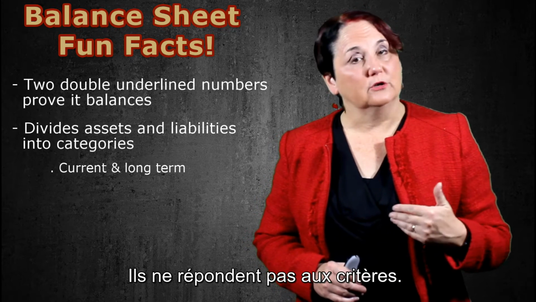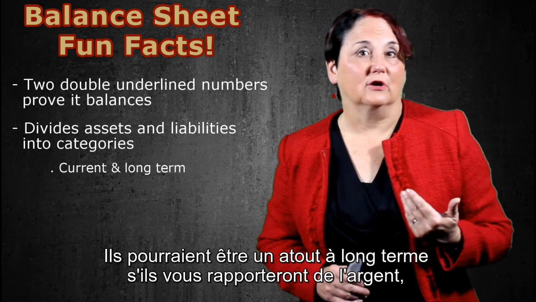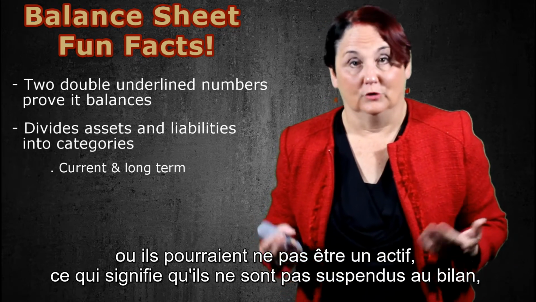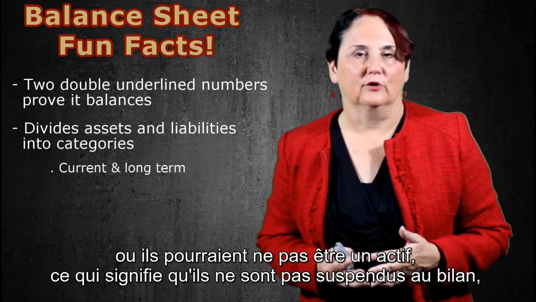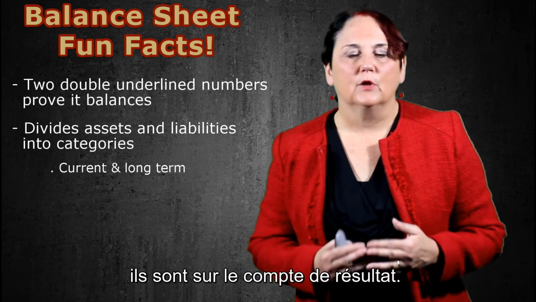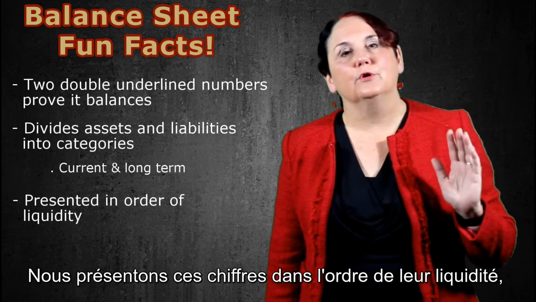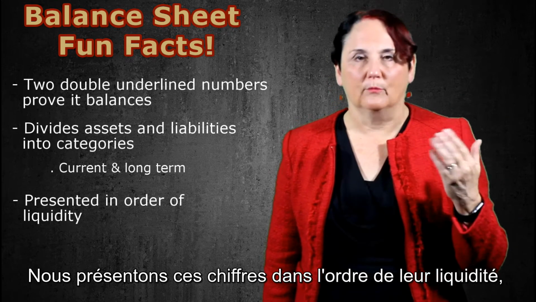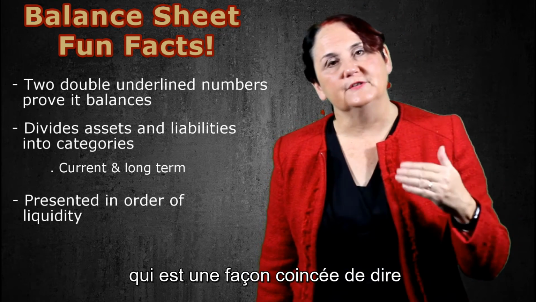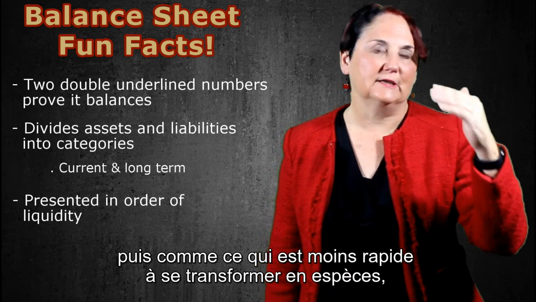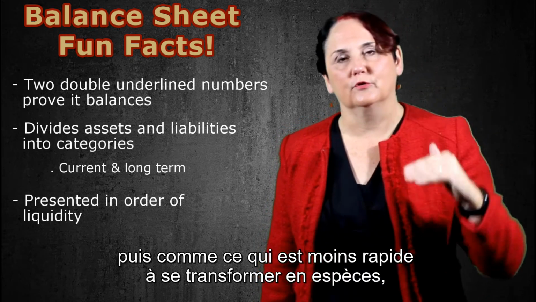They could be a long-term asset if you think you're going to get the money, but you're not going to get it till a year has gone by. Or they could be not an asset, which means they're not hanging out on the balance sheet, they're on the income statement. We present these numbers in the order of their liquidity, which is a stuck-up way of saying we put the things that turn into cash first on the page, then as they become less and less quick to turn into cash, they're further down the page.